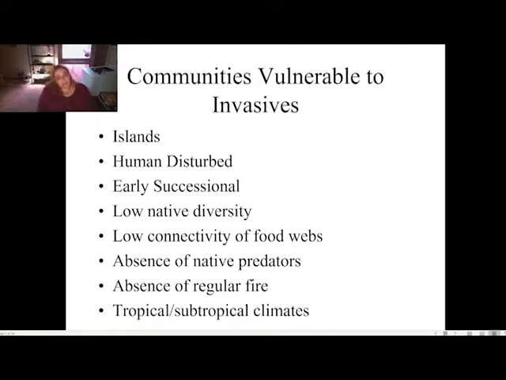Then we have tropical and subtropical climates. They are particularly subject to invasives, and that's because many of the invasives naturally come from these climates. When you're bringing them to somewhere new, to a climate that they're used to, they're much more easily able to survive. And you're going to see some examples of that. That's one of the reasons that Florida has such a problem with invasives. It's because they have the perfect climate for these invasives to survive. We'll talk more about that in more detail.